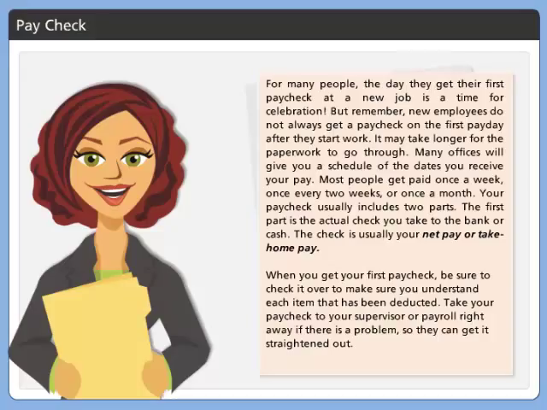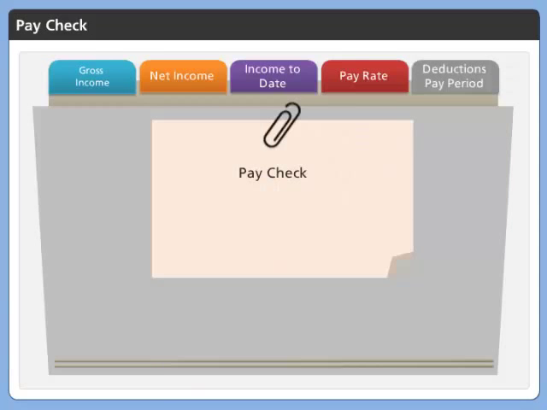Your paycheck usually includes 2 parts. The first part is the actual check you take to the bank or cash. The check is usually your net pay or take-home pay. When you get your first paycheck, be sure to check it over and make sure you understand each item that has been deducted. Take your paycheck to your supervisor or payroll right away if there are any problems, so they can get it straightened out. Please click on the folder tabs above to learn more about the aspects of a paycheck.